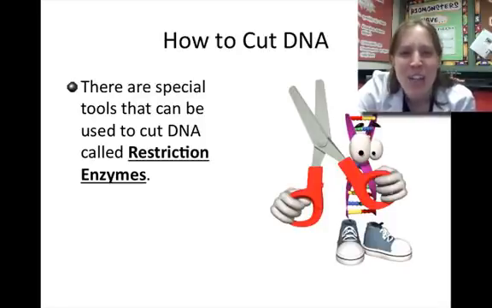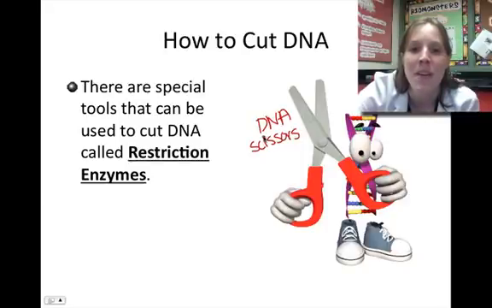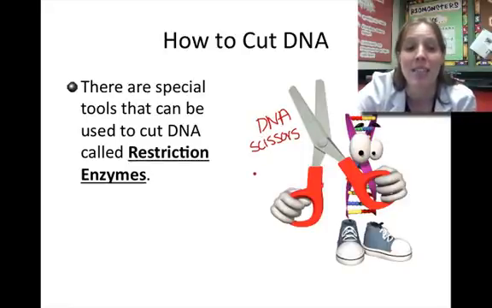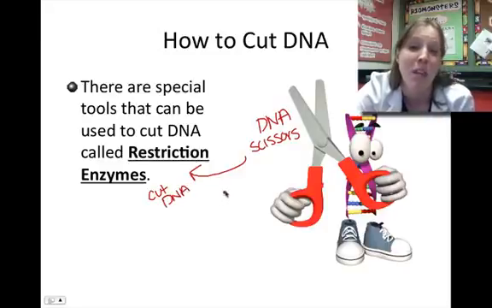So in order to engineer, to mess with genes, I have to have a way to cut DNA. What I need are some DNA scissors. In biotechnology, there's a specific type of molecule that can act as DNA scissors. These molecules are called restriction enzymes, and their job is to cut DNA from different organisms so that we can possibly combine DNA from different living things.